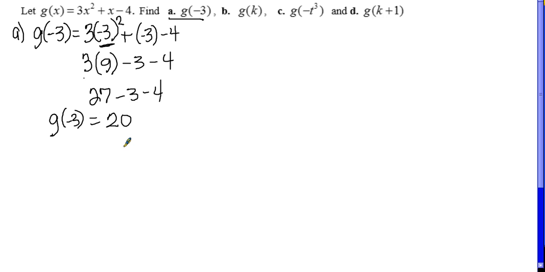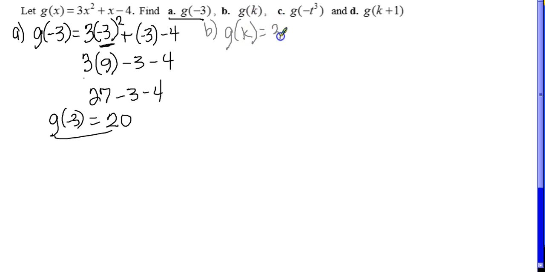I could go on a graph now. I could go -3 on my x, go up to 20, plot a point, and move on. Okay, so there we have that. Let's do another one. So now we're going to plug in a k. So for b, we're going to drop in a k instead of an x.